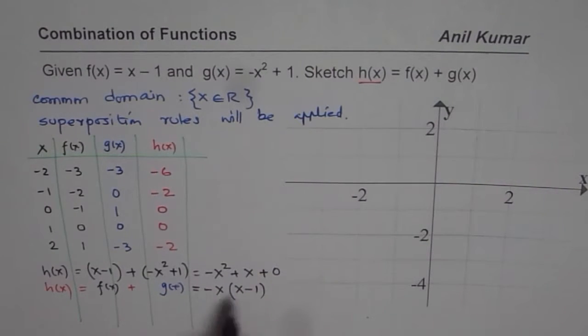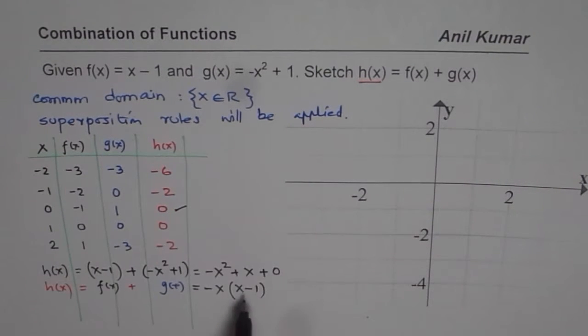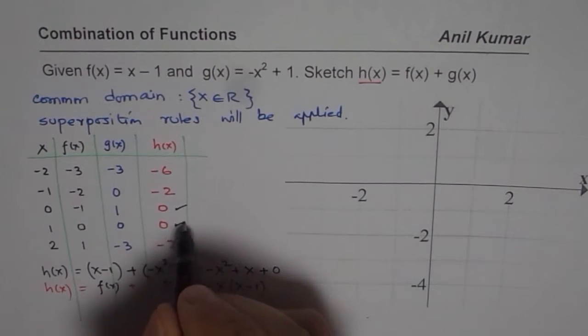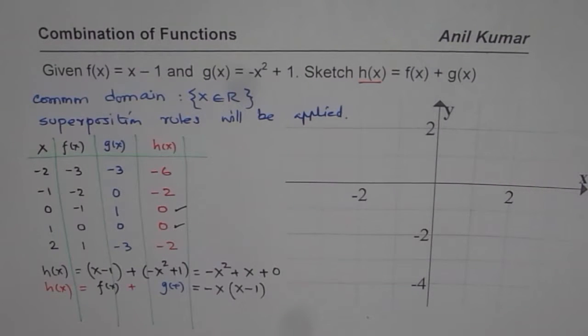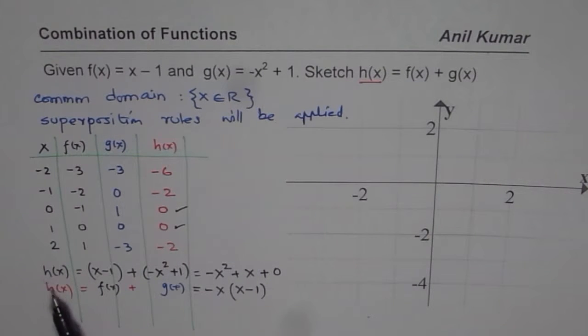So it's a parabola with two x-intercepts, one at 0 and the other at 1. That is a quadratic function, which is h of x, the combination of these two. So you can write a simplified form of h of x, which is the combination.